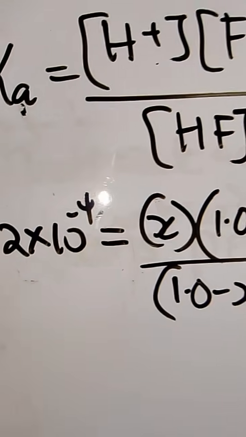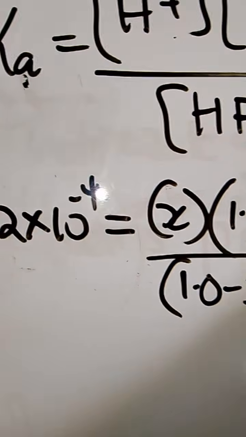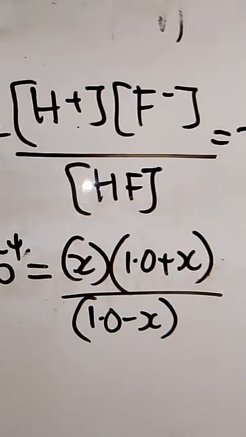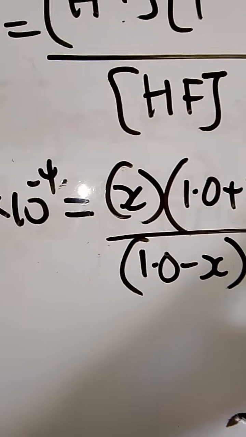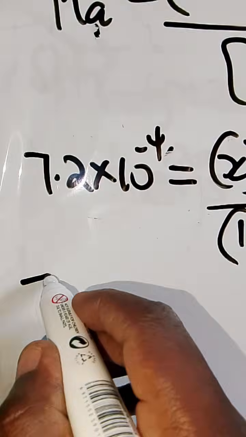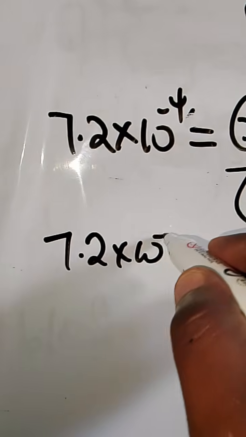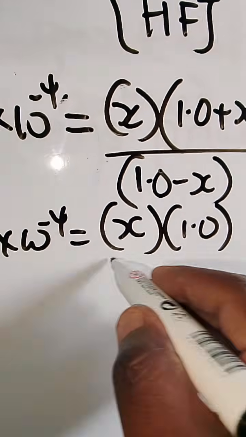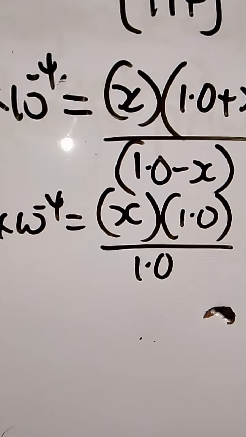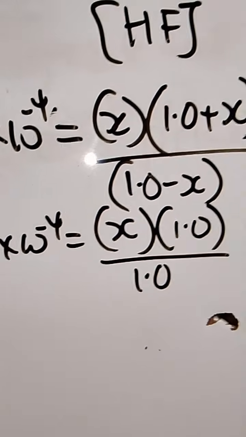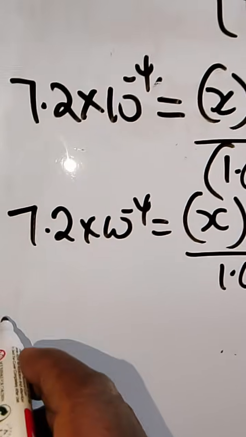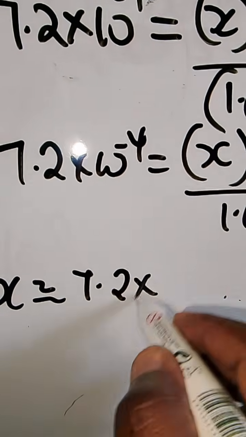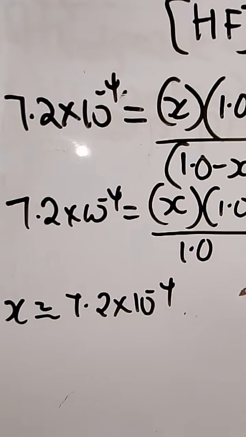X is so small compared to 1.0, so therefore we neglect X, and the assumption is valid by the 5% rule. If X is neglected, this equation will be 7.2 times 10 to the power negative 4 equal to X over 1.0 over 1.0. You can see that the 1.0 will cancel out, so we can safely say X is equal to 7.2 times 10 to the power negative 4.